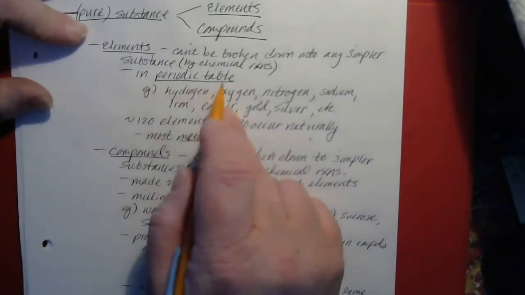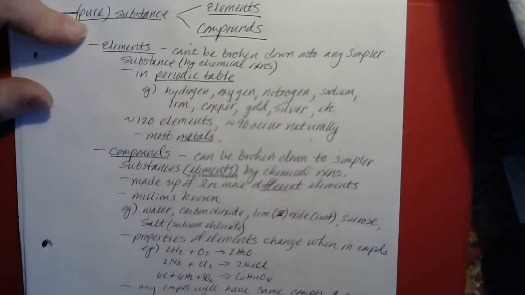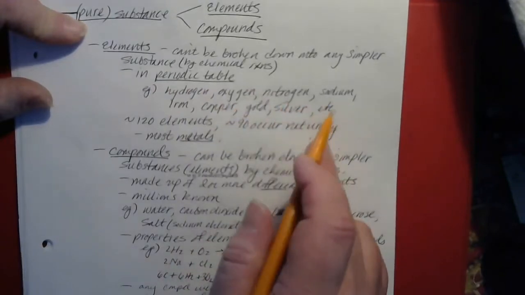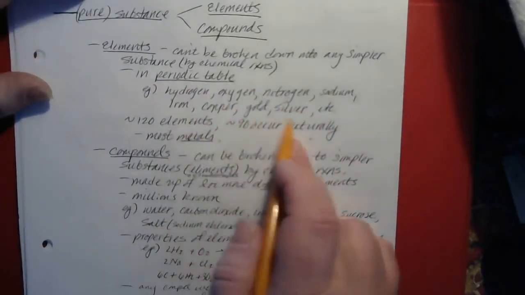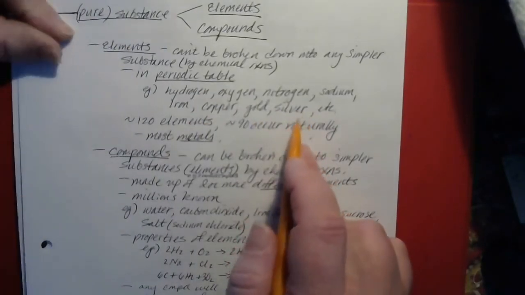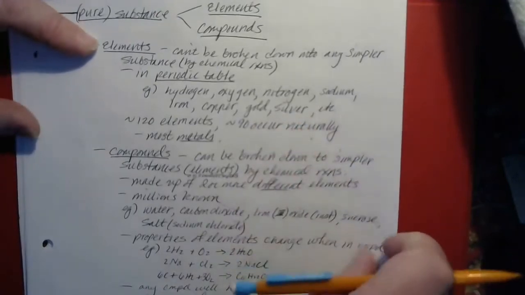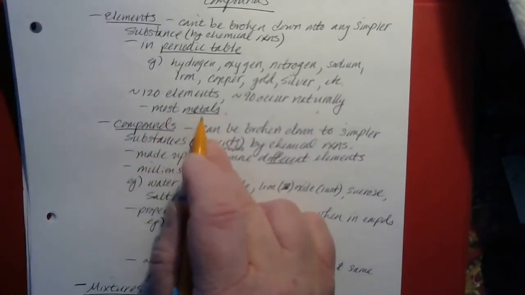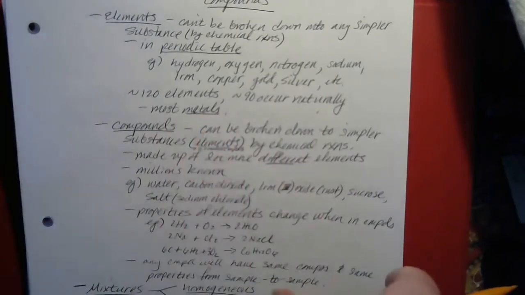So like I said, the elements are what you find in the periodic table, and some of the chemical elements that you may be familiar with would include things like hydrogen, oxygen, nitrogen, sodium, iron, copper, gold, silver, arsenic, lead, chlorine, and a lot of others. Actually, we're getting a little ahead of ourselves, but it turns out a vast majority of the chemical elements are metals, which is interesting.